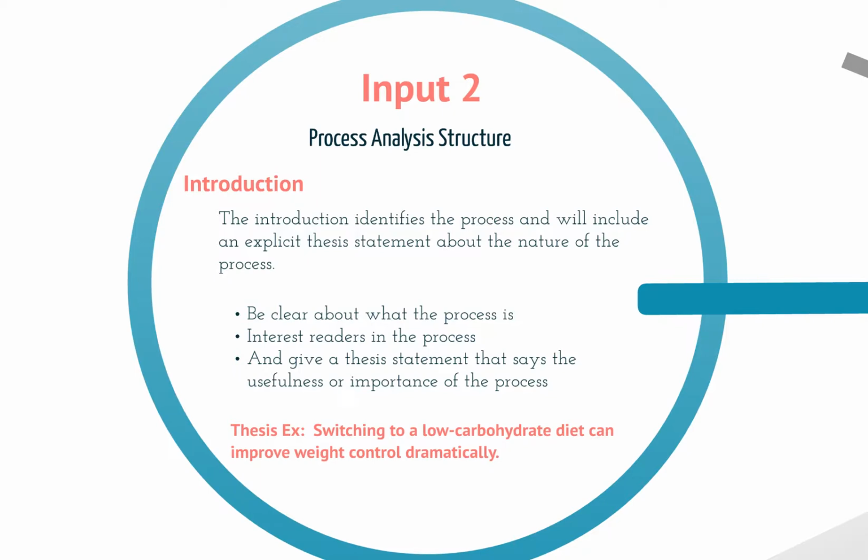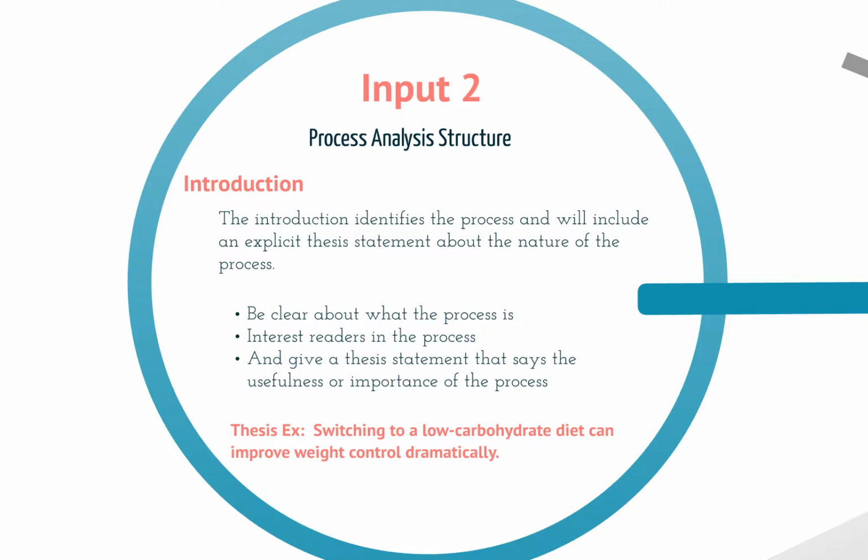So here's an example. Switching to a low carbohydrate diet can improve weight control dramatically. As you can see right there, this could almost be an argumentative type of process essay, because switching to a low carbohydrate diet isn't the only way you can improve weight control, right? But for this particular writer, that's the essay that they're going to write about, and therefore they're going to follow the steps through.